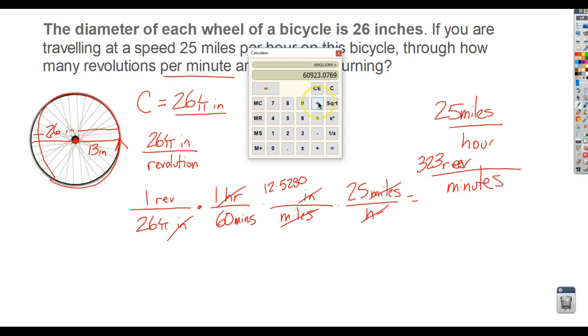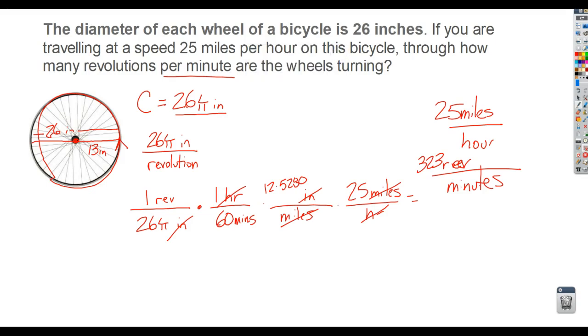And I'm going to divide that by 3.1415 equals that. Then we'll divide that by 60, and I get 323. There we go, 323 revolutions per minute. And we could convert that, we could turn around and do it the other way. We could take 323 revolutions and multiply that by 26 pi and convert it all the way back to see if it gets us close to 25 miles per hour.